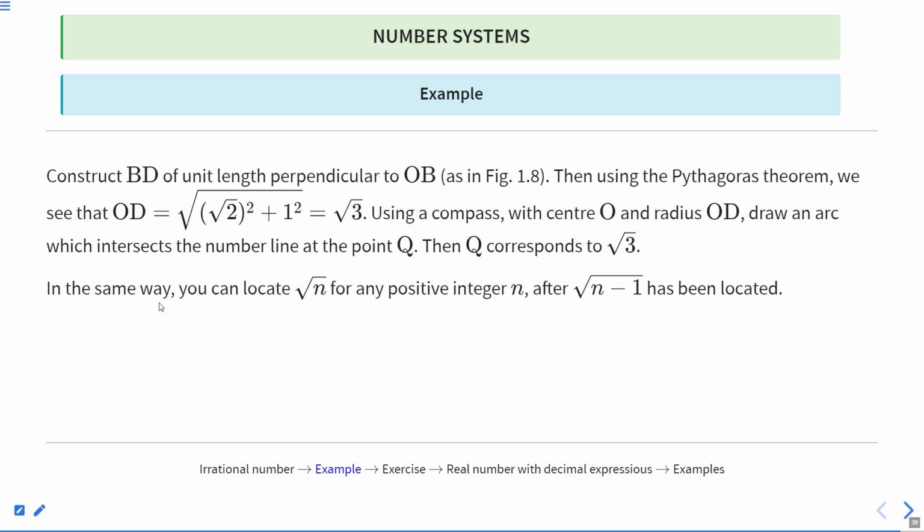In the same manner and in the same way, you can locate root n for any positive integer n after root n minus 1 has been located.